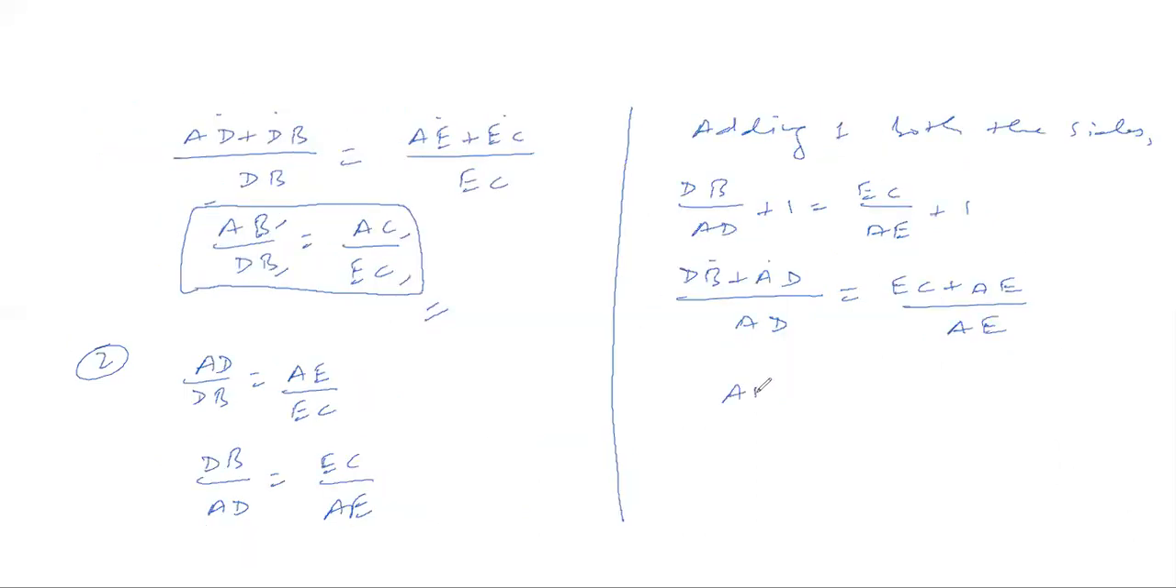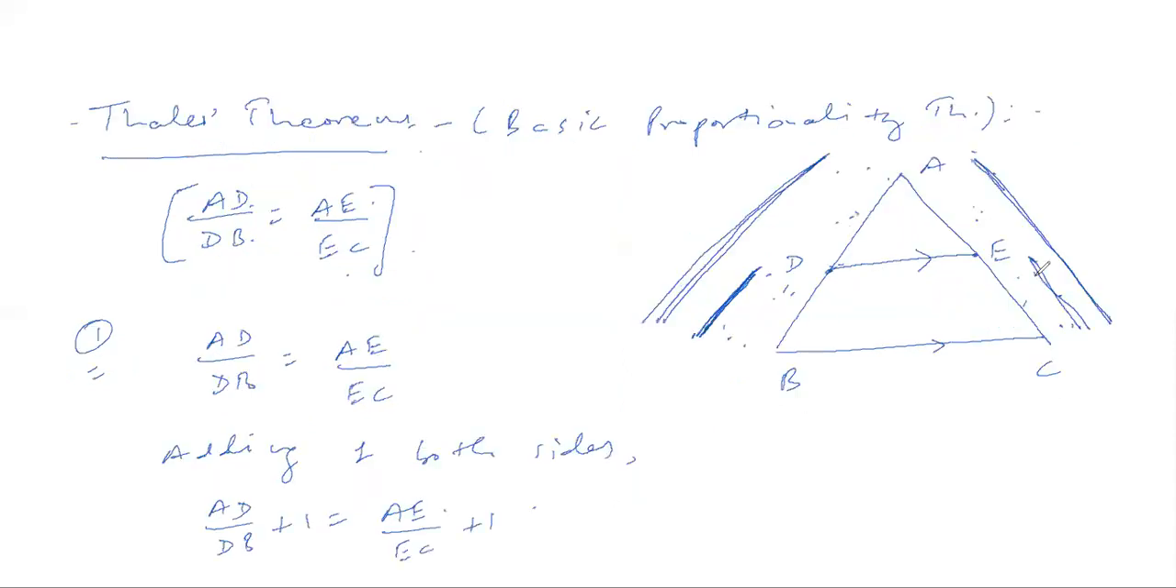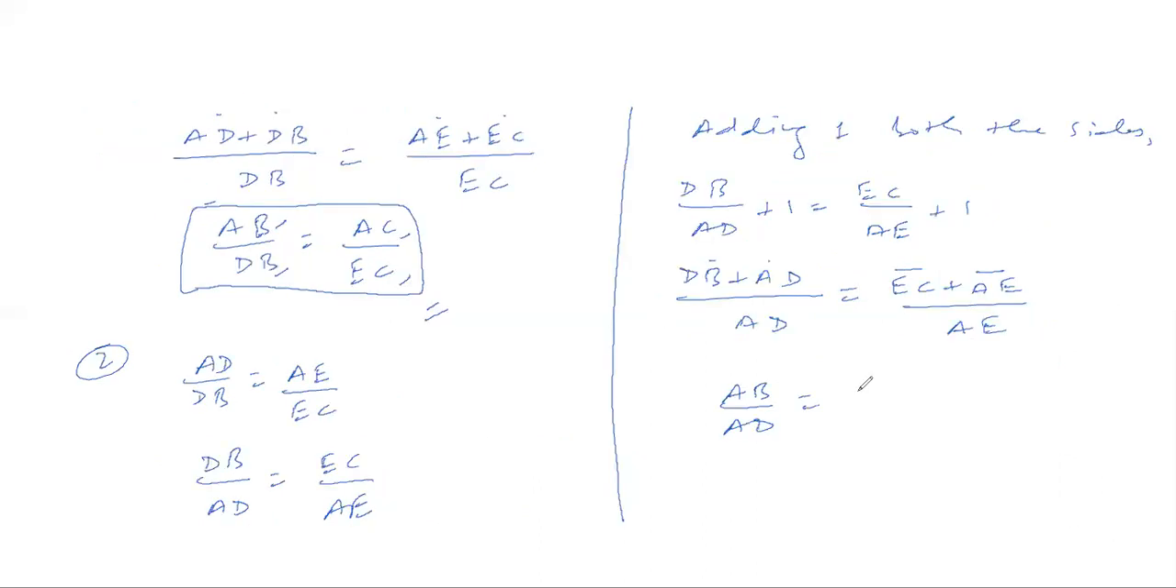So this is AB upon AD equals, this is EC plus AE. It will be EC plus AE, which equals AC. So we got AC upon AE. Okay, we got it in this form. So these are the two results that we can apply directly as Thales theorem while solving the questions.